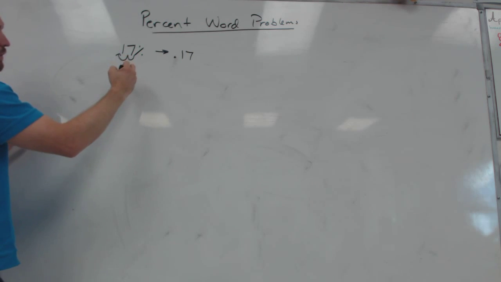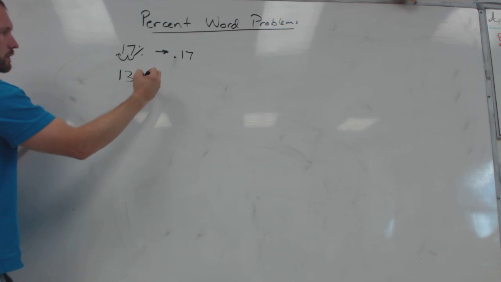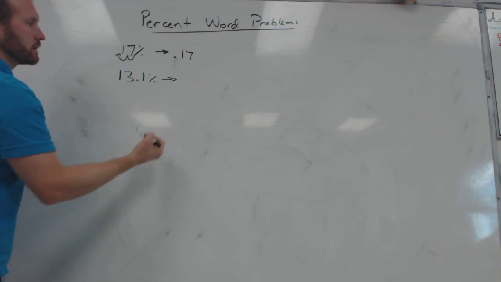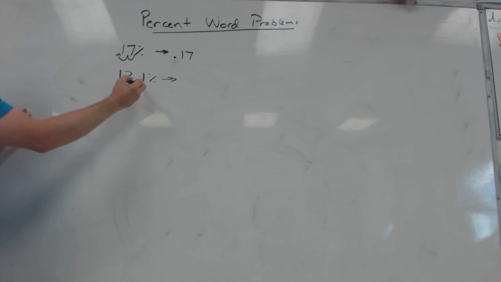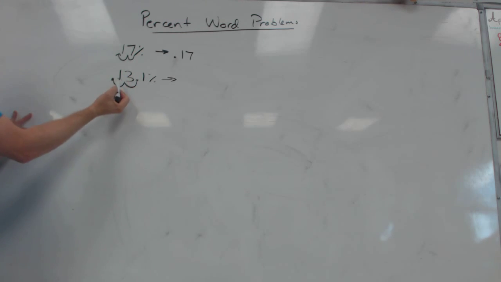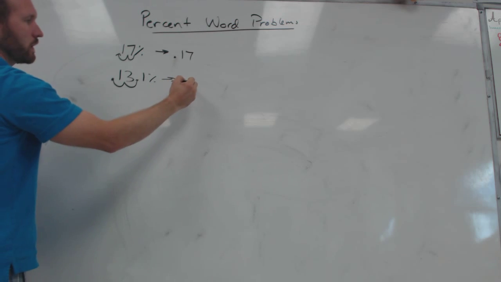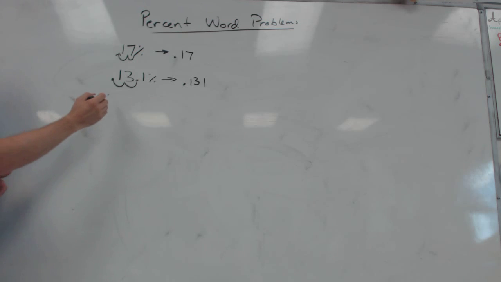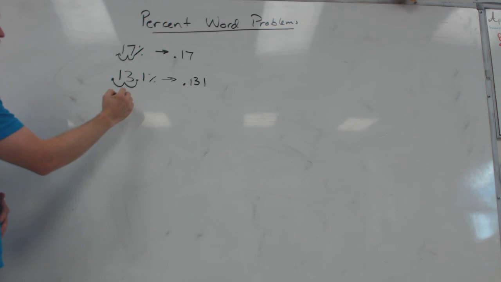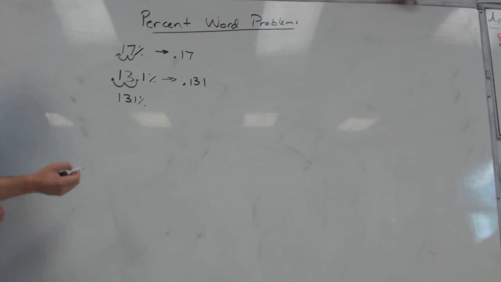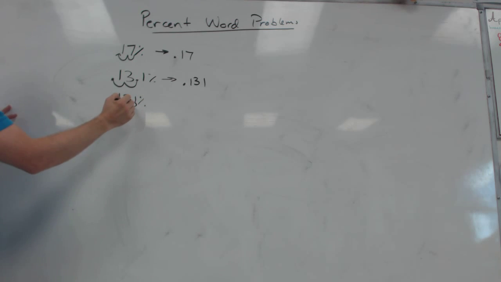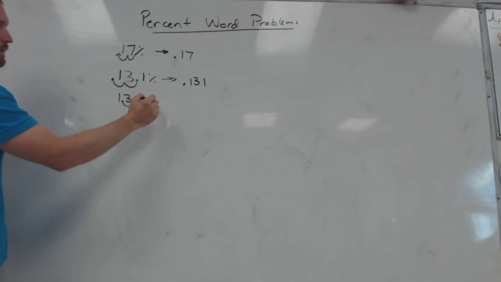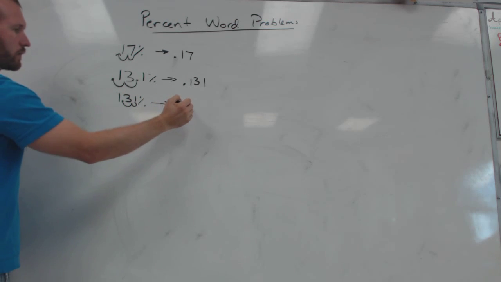If we have a decimal within our percent, nothing changes. 13.1%. Move the decimal 2 spots to the left is 0.131. Let's take a look at a different percent. How about 131%? We move the decimal just 2 places to the left. So that would be 1.31.